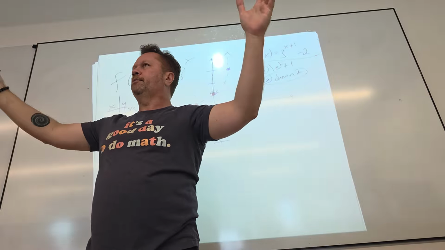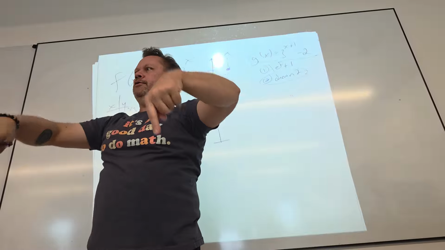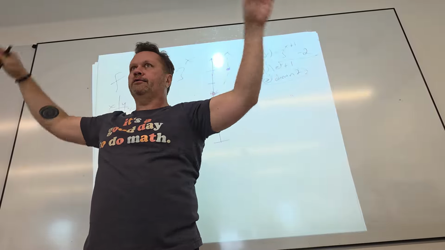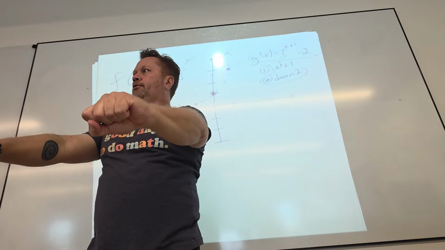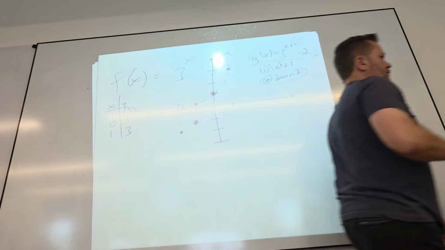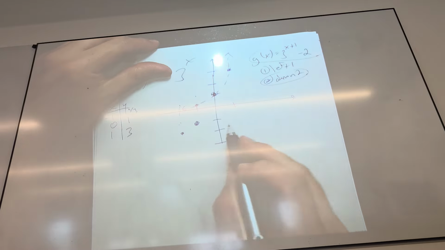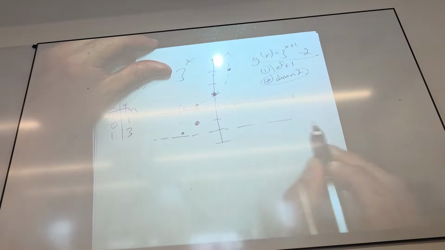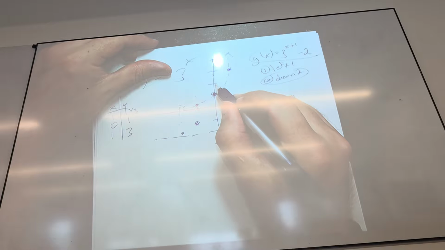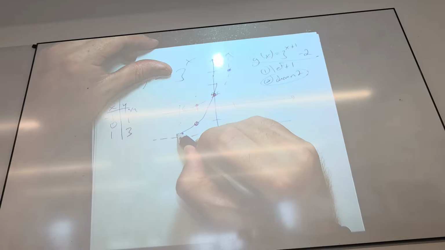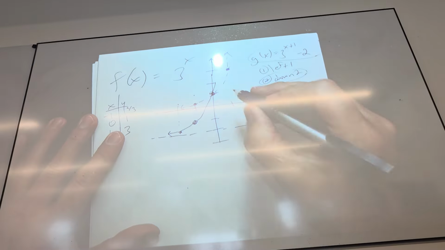And of course, what did I do? I moved everything down 2. So wherever the asymptote was, it's now 2 lower. So now there's an asymptote here, and you can see it makes sense. You can already see these points trying to go closer to it, even before I drew it.